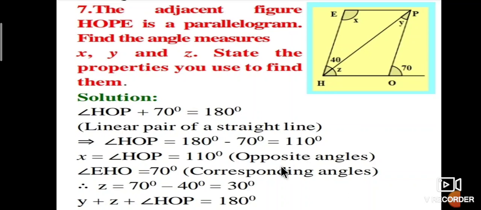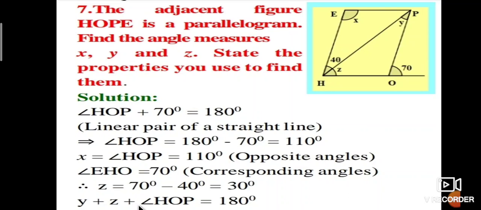Therefore, angle x is equal to angle HOP is equal to 110 degrees, because they are opposite angles. Therefore, angle EHO is equal to 70 degrees, because of corresponding angles. Therefore, z is equal to 70 minus 40, that is equal to 30 degrees.